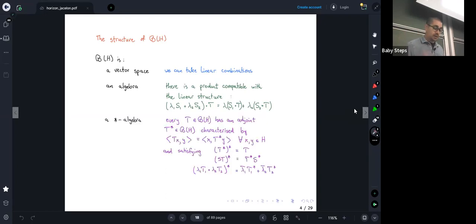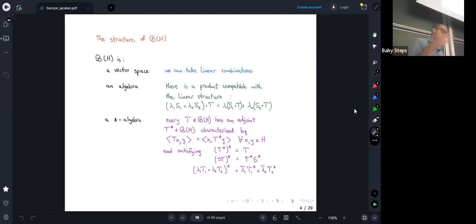It is in fact a star algebra. So in addition to this multiplication operator, we have an adjoint operator. So this involution T maps to T star. The way the adjoint of a linear operator T is characterized is that if we have an inner product of Tx with y, we can move the T to the other side of the inner product by taking the adjoint. So the inner product of Tx with y is the inner product of x with T star y for any vectors x and y. And the involution has these properties.